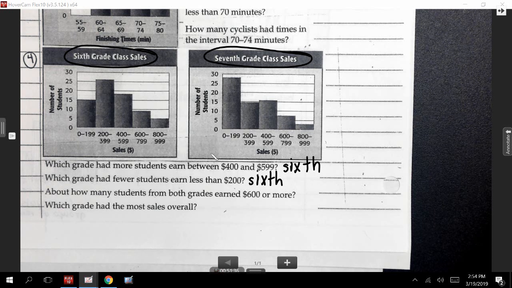How many students from both grades earned 600 or more? So now I'm looking at 600 or more. So that's all of this. Do y'all agree? Yes. All of this for both of those. So let's start with 6. All right, for 6th grade, how many do you think is in this first column here? How many do you think that is, Evan? 9, I would probably agree. Looks about 9. What about in the second column? How many does that look like, Tyler?